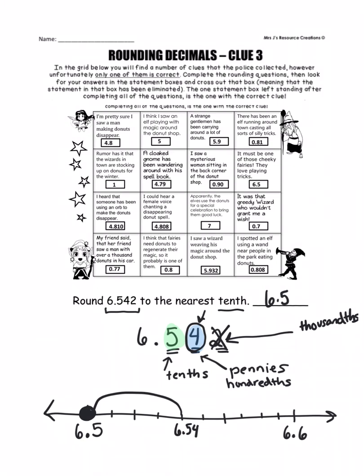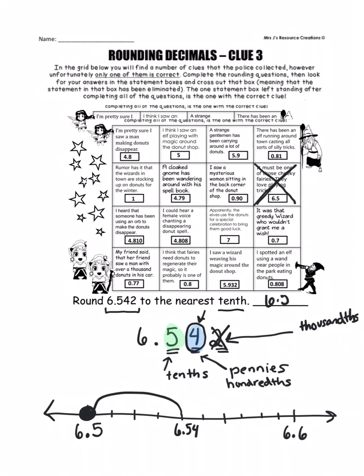Here it is. The statement is, "It must be one of those cheeky fairies. They love playing tricks." We're going to cross this out. It is not a true statement. And then we're going to keep rounding and see what other statements we can cross out.